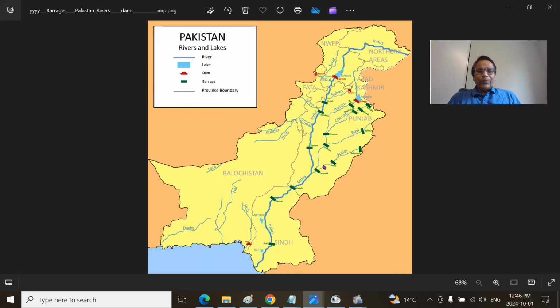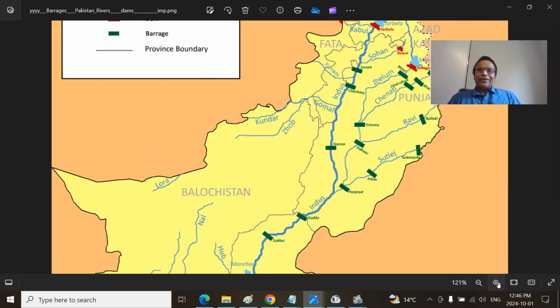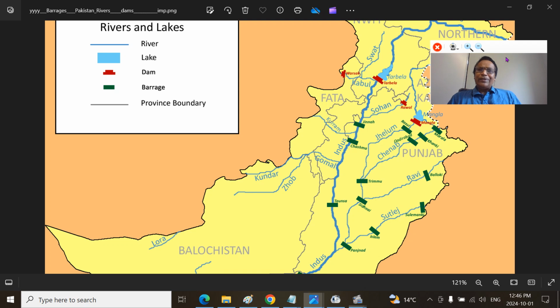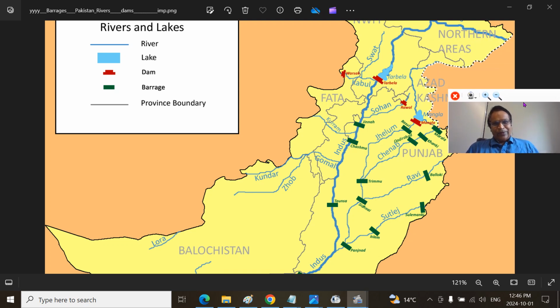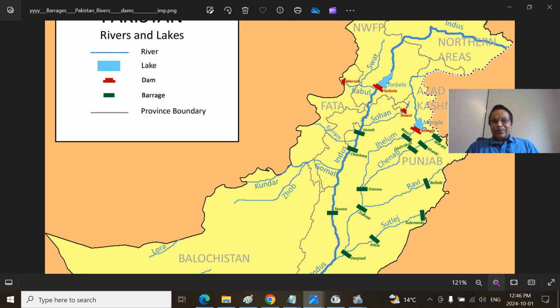So we'll see the first dams. I use the term broadly, the dam, reservoir, headwork. There is a difference, so we'll not be getting into that.